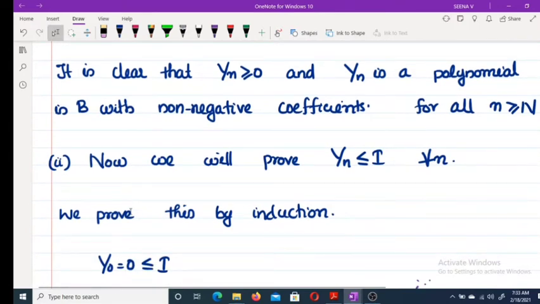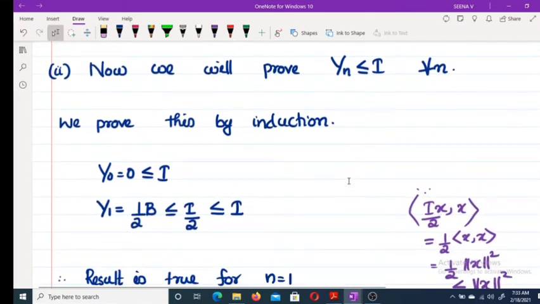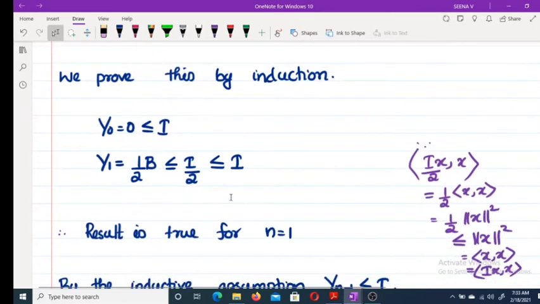Now we will prove y_n less than or equal to I for every n. We prove this using induction. Clearly, y_0 equal to 0 is less than or equal to I. y_1 equal to 1 by 2 B is less than or equal to I by 2, which is less than or equal to I.